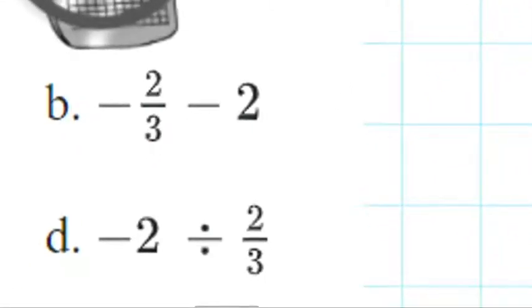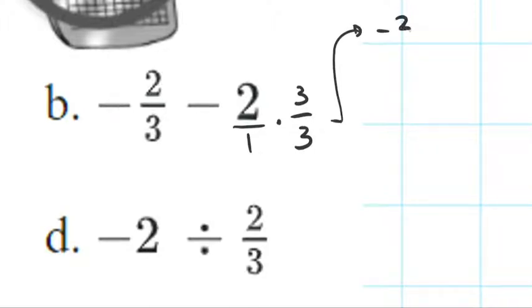Okay, so this one, I do not have a denominator on this fraction at all. So I'm going to take this number 2, which is 2/1, and give it a denominator of 3 by multiplying it by 3 over 3. So now this whole thing becomes negative 2/3 minus 6 over 3. And you can see 6/3 is the same thing as 2. So this problem says the exact same thing. It's negative 2/3 minus 6/3. Negative 2 and minus 6 is negative 8. So this is negative 8 over 3.